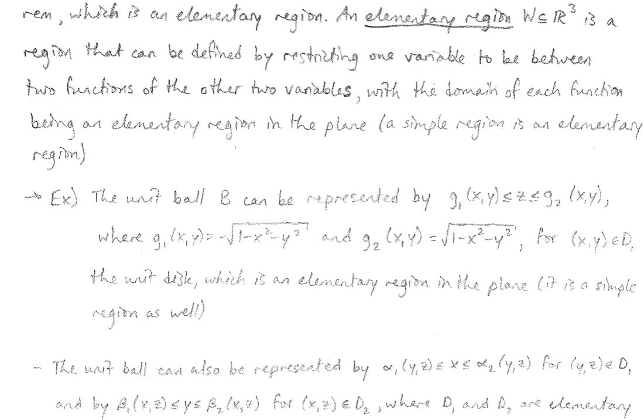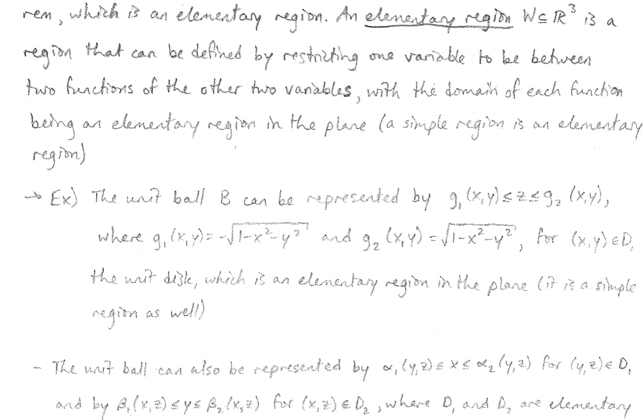And each of these functions contains the common domain D, which is the circle of radius 1 centered at the origin. And as we know, this is a nice region. There's no holes, there's no gaps, it's not broken up into two pieces, and it's all connected. So this is an example of an elementary region in the plane, and thus the unit ball B is an example of an elementary region in R3.